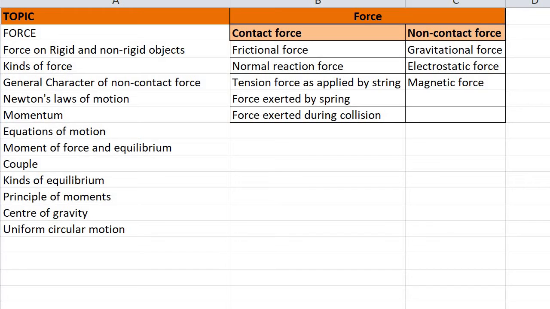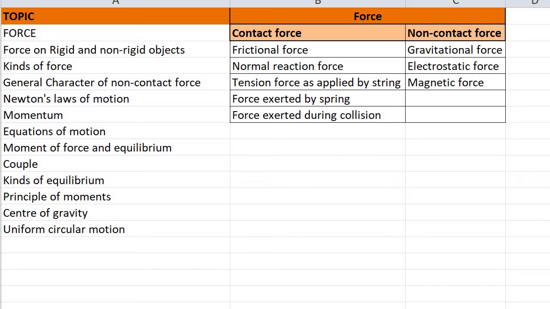Now there are kinds of forces like contact force and non-contact force. In contact force, a few examples mentioned in your textbook are frictional force, normal reaction force, tension force as applied by the string, force exerted by the spring, and force exerted during collision. They're all contact forces. Non-contact forces are gravitational force, electrostatic force, and magnetic force.